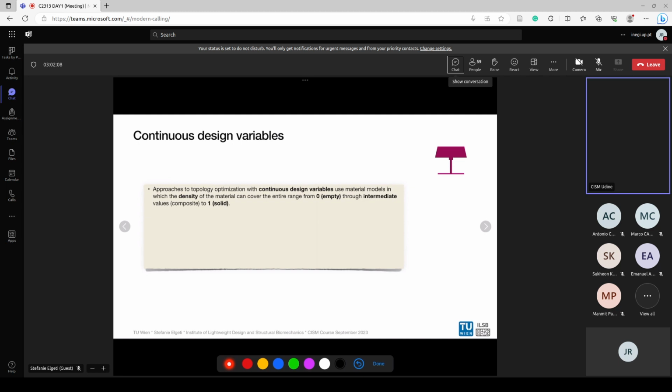As an example of a continuous design variable, we have a material model which has a certain density. And this density can cover a range from 0, which means that the cell is empty, through intermediate values to 1. Intermediate values, one could say, are connected to composite materials, but you could never manufacture intermediate values. So if we want to try to represent this lamp example, then we would have cells here that have a value of 1, so they're completely full with material. We have some intermediate cells here. So this is roughly what would give us the lamp.